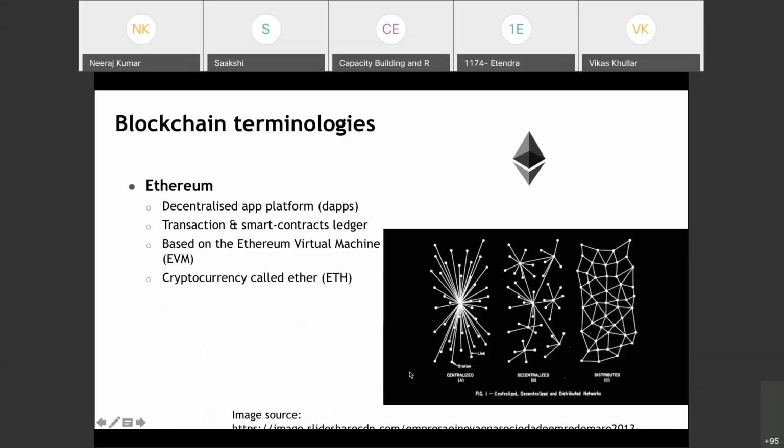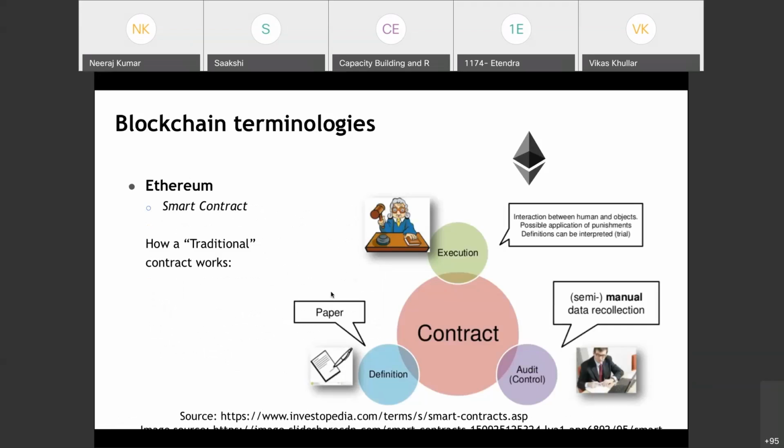So this Ethereum is based upon a decentralized app platform, and it is based upon transaction and smart contract ledgers like here. So this is a decentralized mechanism, and it's based upon Ethereum virtual machines, and it consists of a cryptocurrency that is called ether. So you see that there are two types of contracts that can be used. One is the paper-based contract, the second is a smart contract.